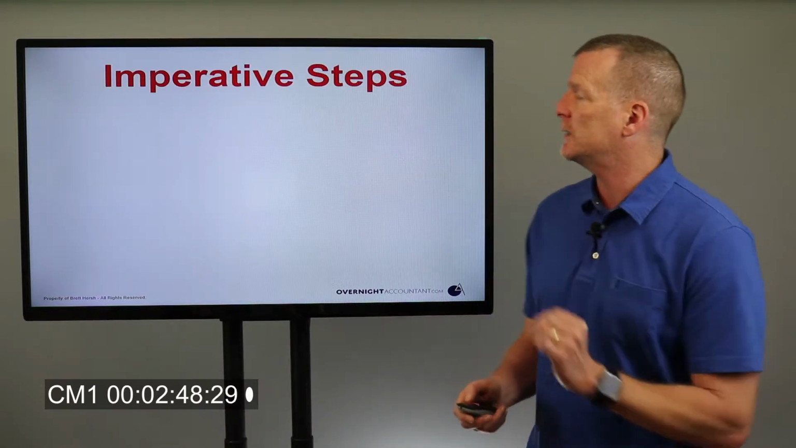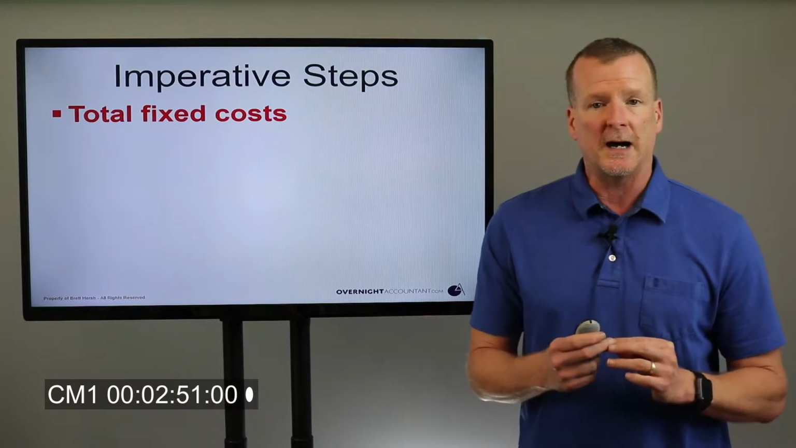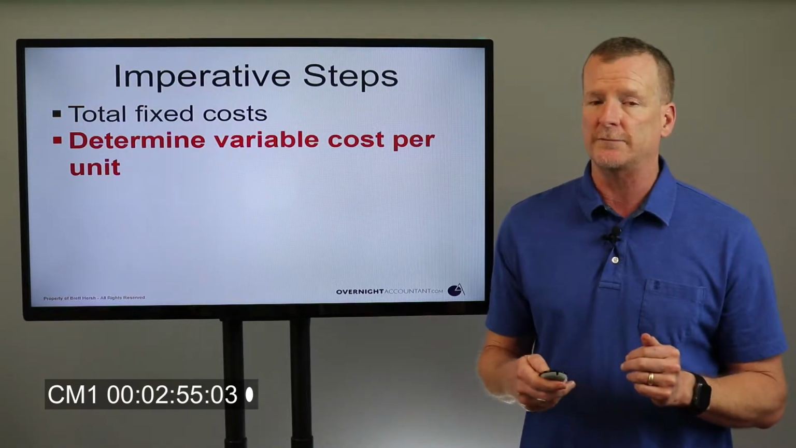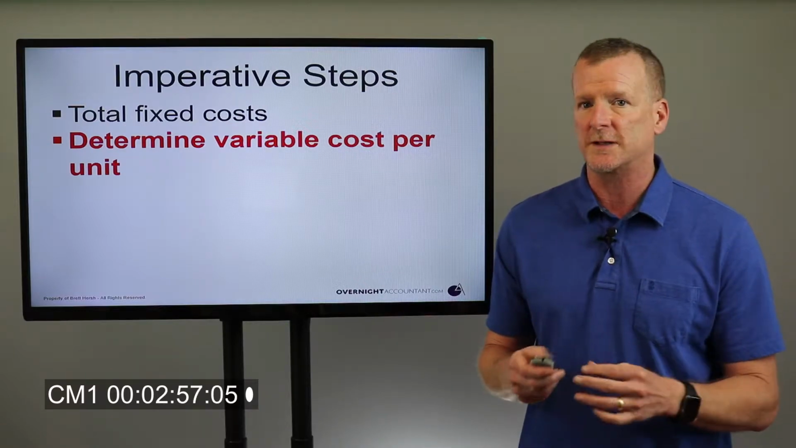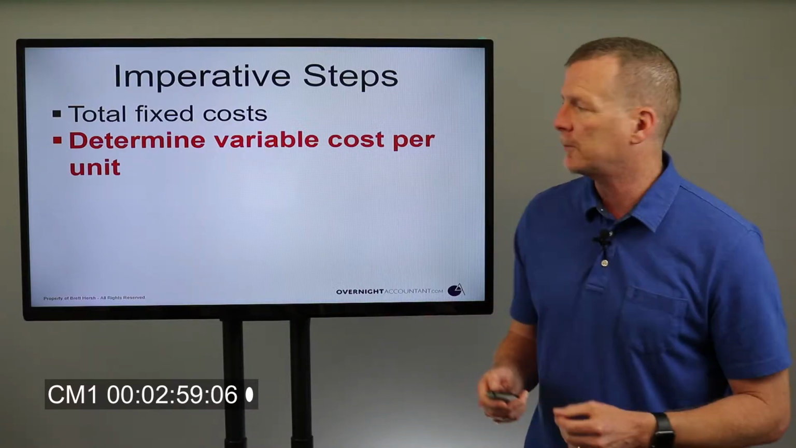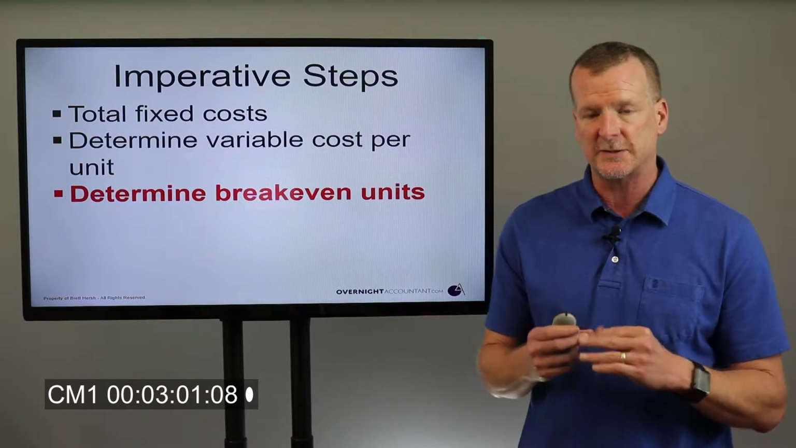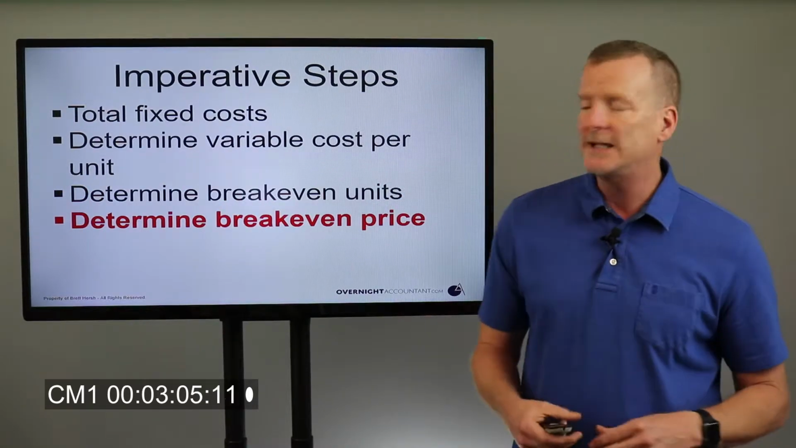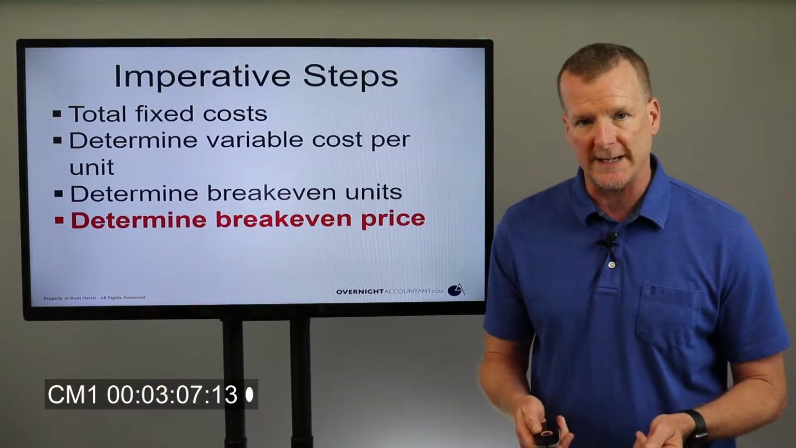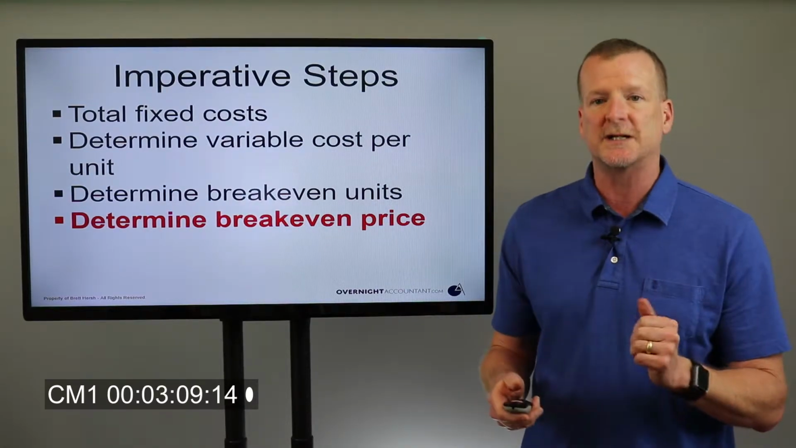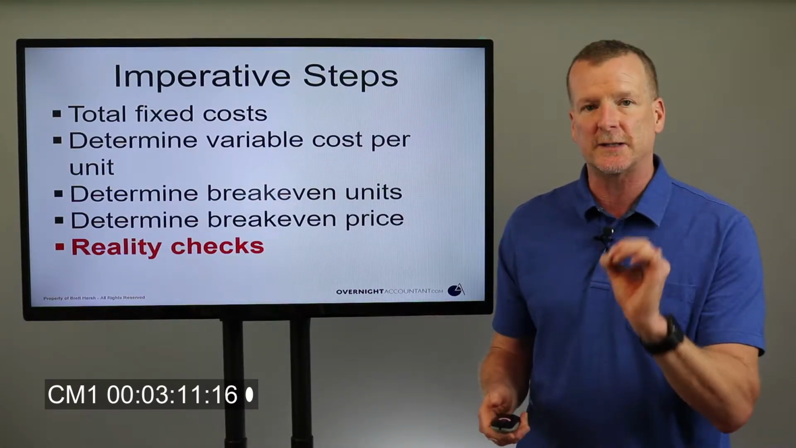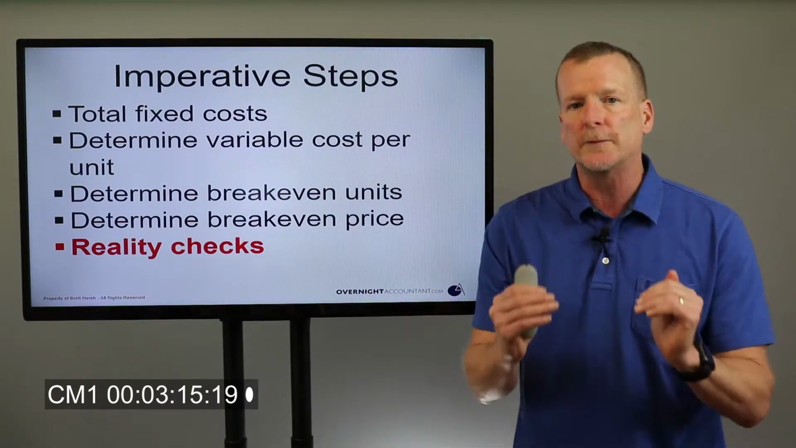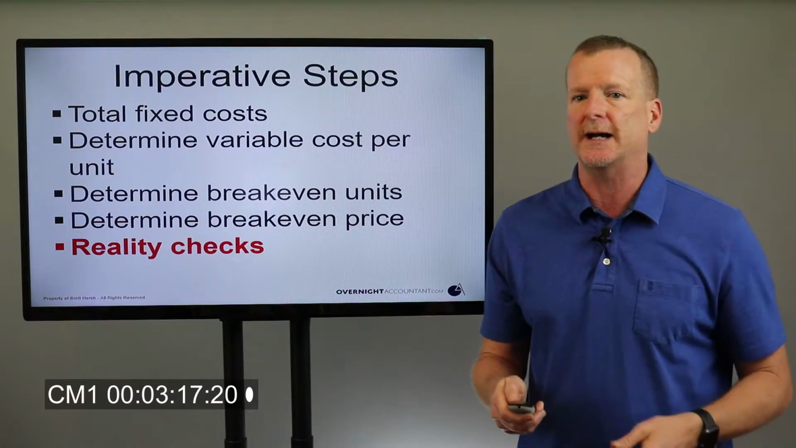But first, let's go through how we determine our imperative. You need to know your total fixed costs. Hopefully you've already calculated your total fixed cost. Then you need to determine your variable cost per unit. We went over that in the last lesson or an earlier lesson. Now we need to determine your break-even units, and then we need to determine your break-even price. We want to do this both ways because we want to take a reality check, as I mentioned a moment ago, to determine what is real, what can I really produce at what price, and that's what I've got to deal with.